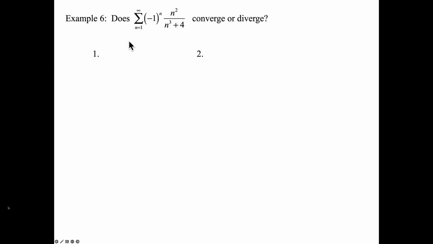Example 6. Again, another alternating series, n squared over n cubed plus 4. Remove the negative. Here's my b sub n. We're going to take its limit. And of course, again, you could use the horizontal asymptote rule of rational functions. On your leading terms, if the top power is smaller than the bottom power, then your horizontal asymptote is y equals 0. So as we go out to infinity, you're approaching 0. That's my limit. That's done.